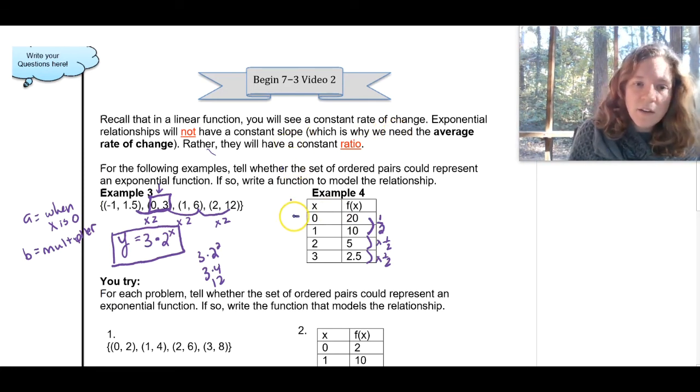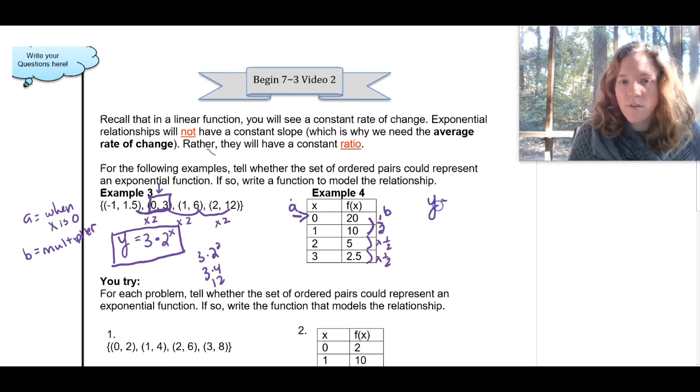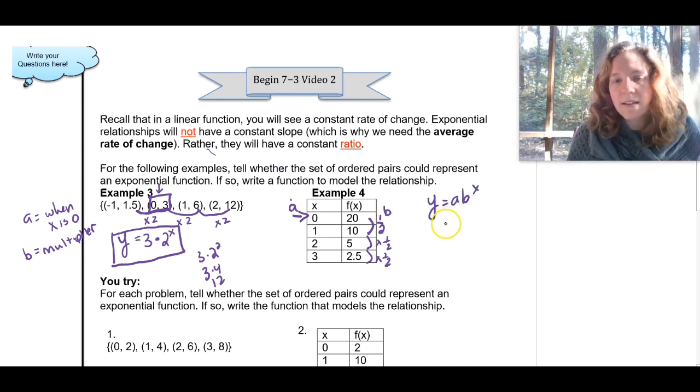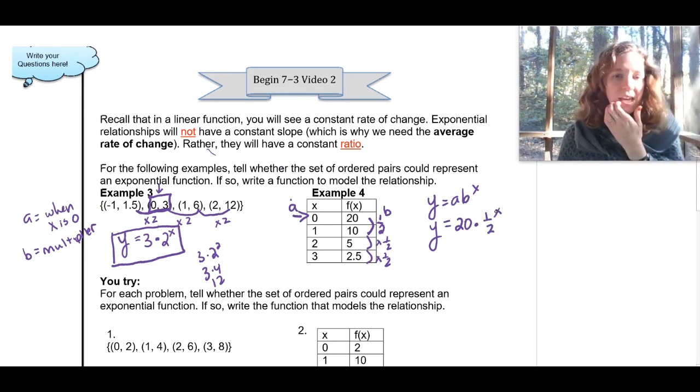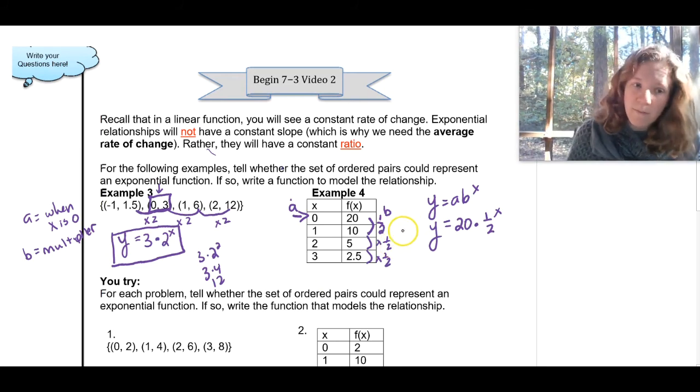My starting value is going to be right here when x is 0. That's going to be my a. This is going to be my b. So for y equals a times b to the x, I'm going to put y equals 20 times 1/2 raised to the x power. Again, you can check yourself, plug in a 3, make sure it gives you out 2.5.